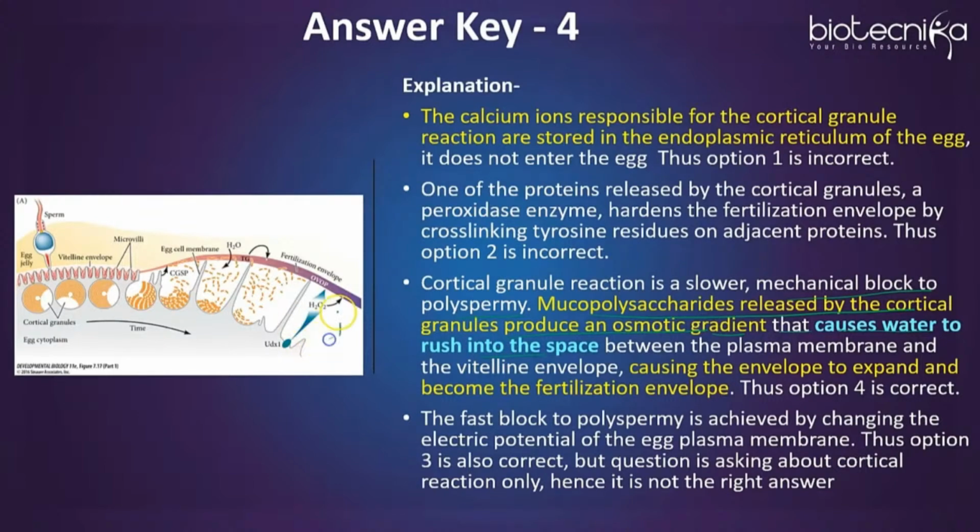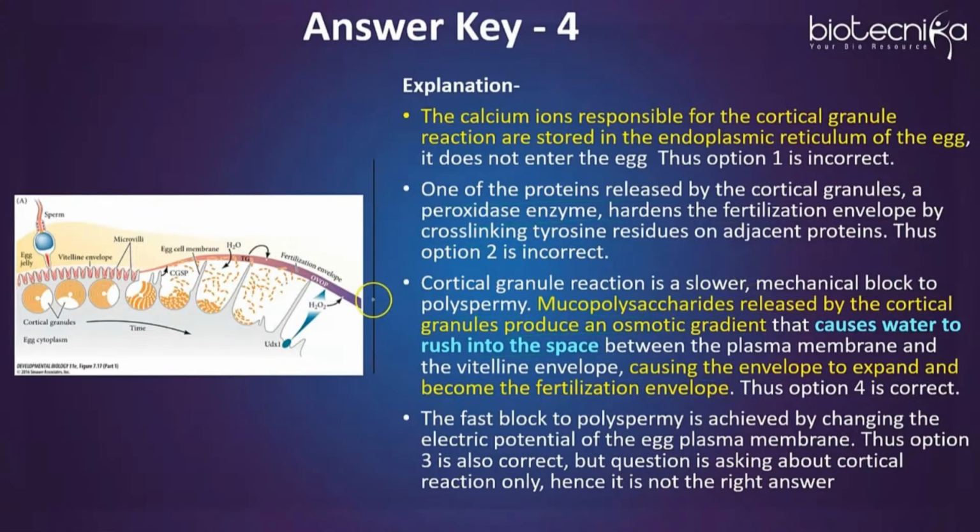So when the water is coming into this space, this gets slightly lifted up from the membrane, and that also makes it impossible for any other sperm to come and bind with the membrane. Okay, so it causes the envelope to expand and become the fertilization envelope. One of the proteins released by cortical granules is peroxidase enzyme. This is responsible for hardening the fertilization envelope by cross-linking the tyrosine residues on adjacent proteins.